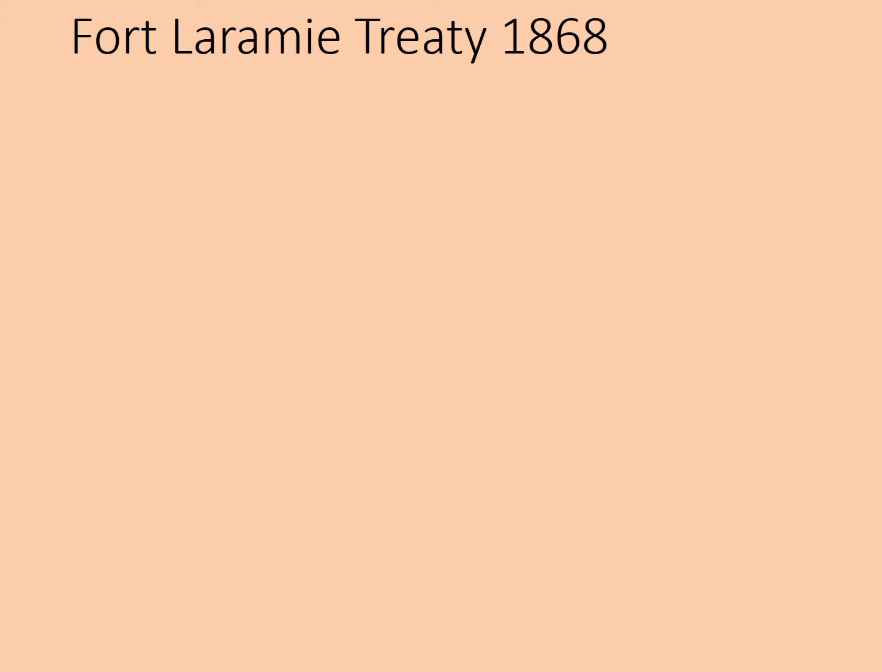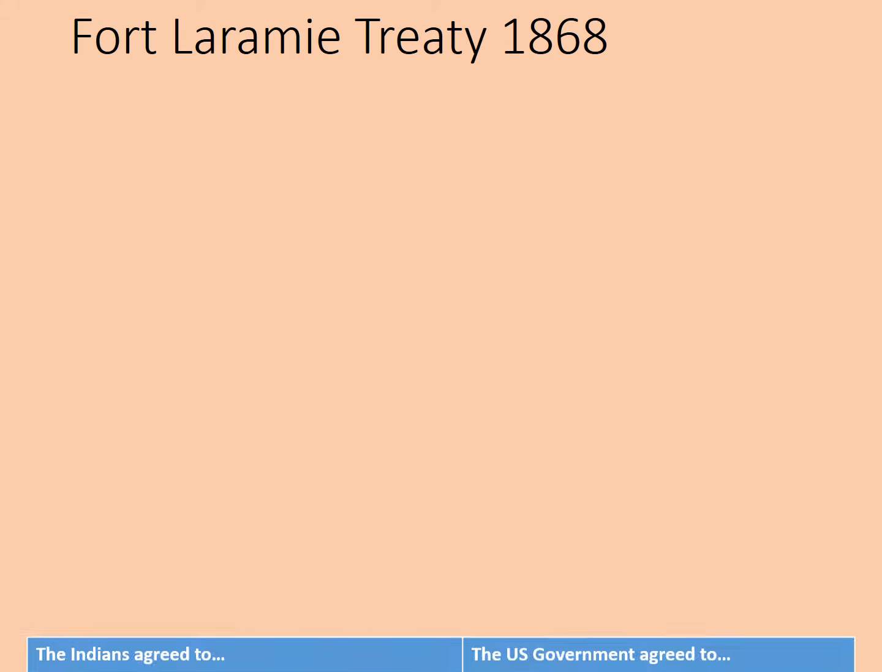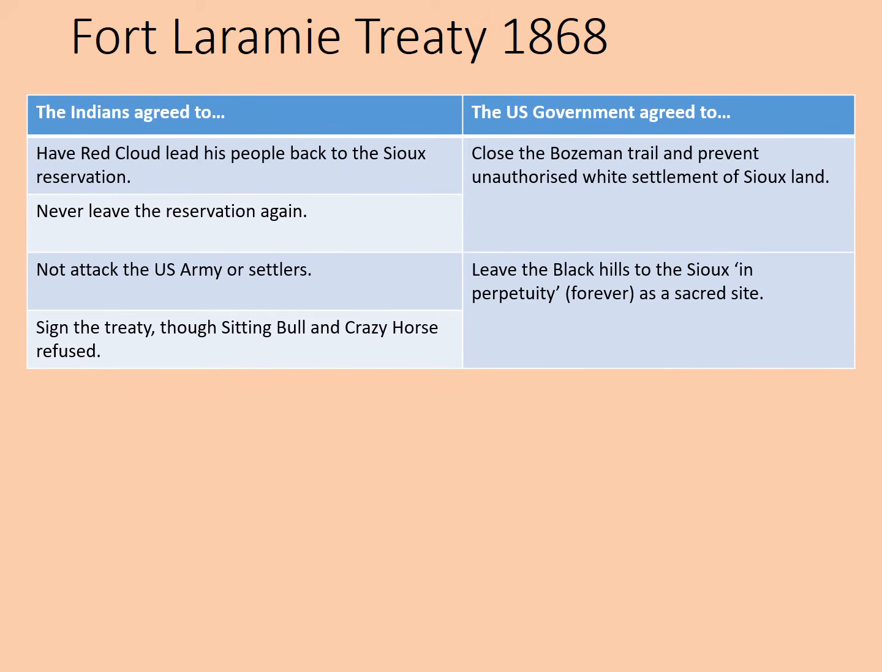Let's consider the terms of the Second Fort Laramie Treaty of 1868. I emphasise the second bit because it shouldn't be confused with the First Fort Laramie Treaty of 1851. Although that was also a peace treaty with the Indians, its terms are quite different. So, this is what essentially was outlined by this treaty. Note first of all that the US government appears to be agreeing to less than the Indians are, as usual. So the Indians agree to have Red Cloud lead his people back to the Sioux reservation.